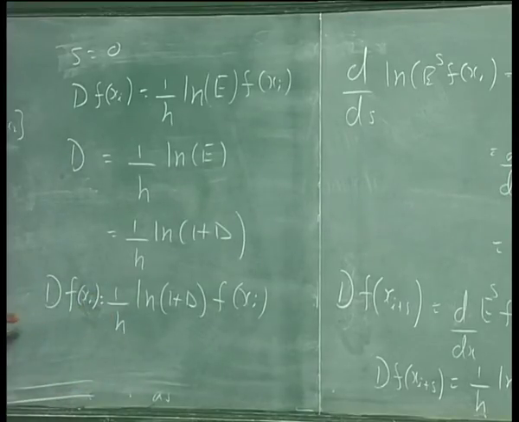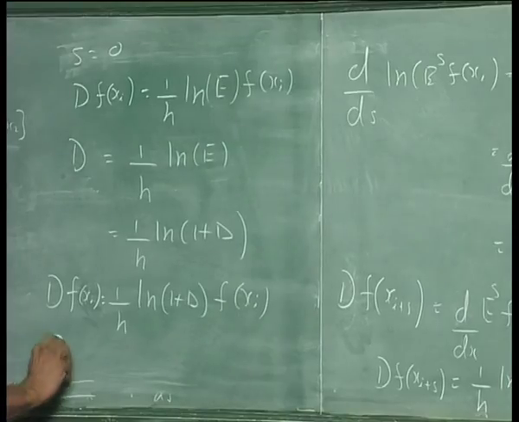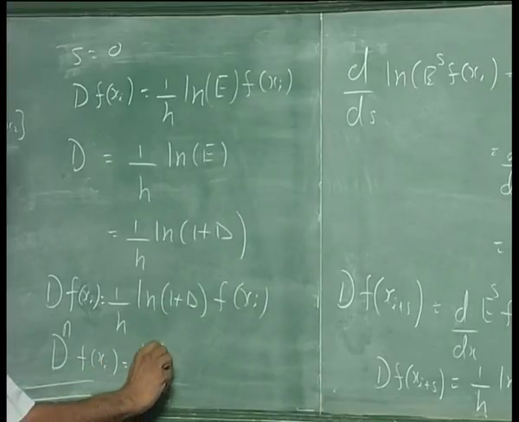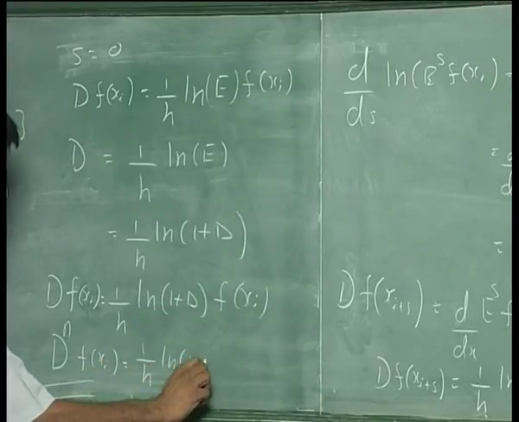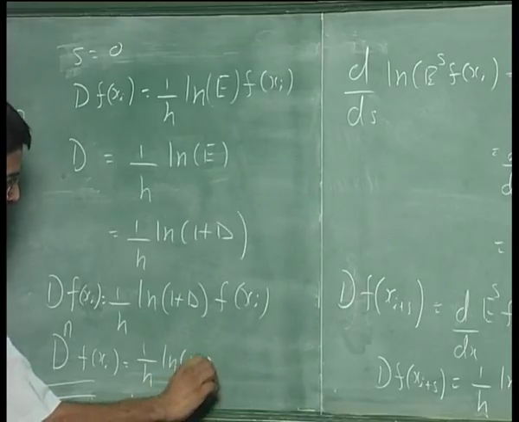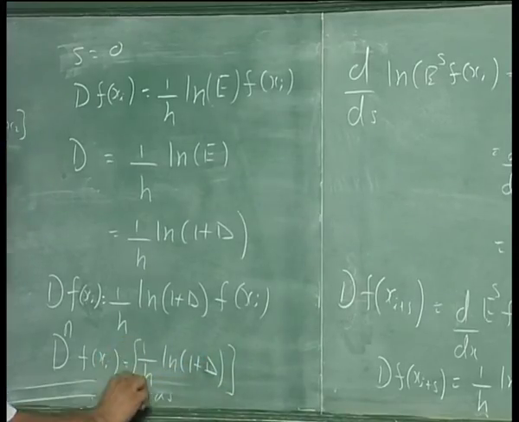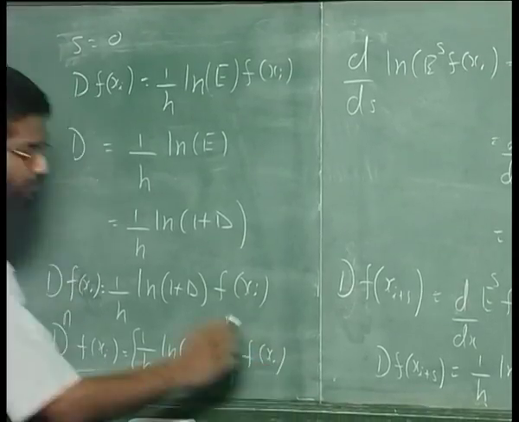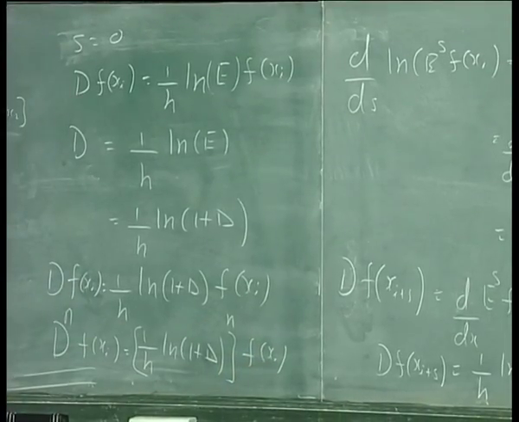Now if I want higher order derivatives, I simply have to write D to the power n f of x_i and act this n times, that is 1 over h times log of 1 plus delta, acting to the power n on f of x_i. So that's the formula.